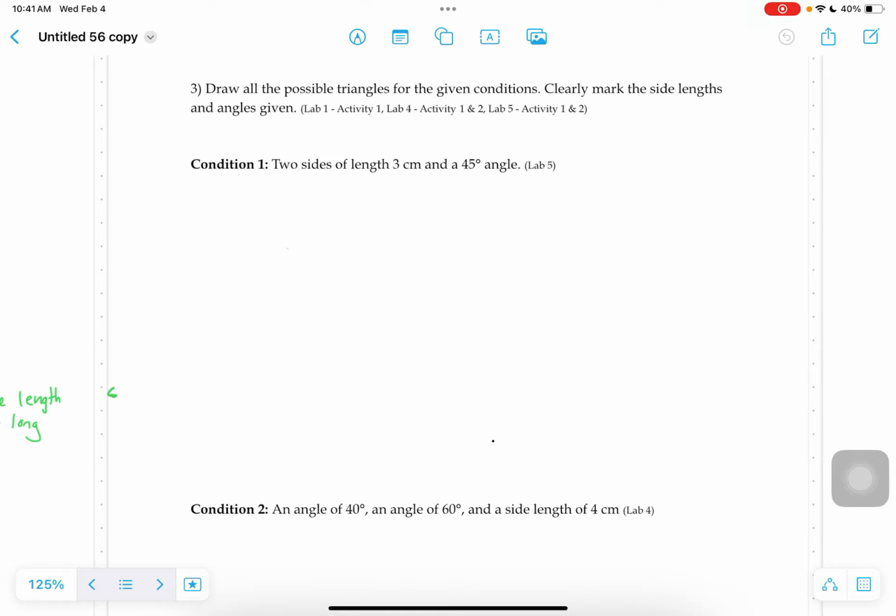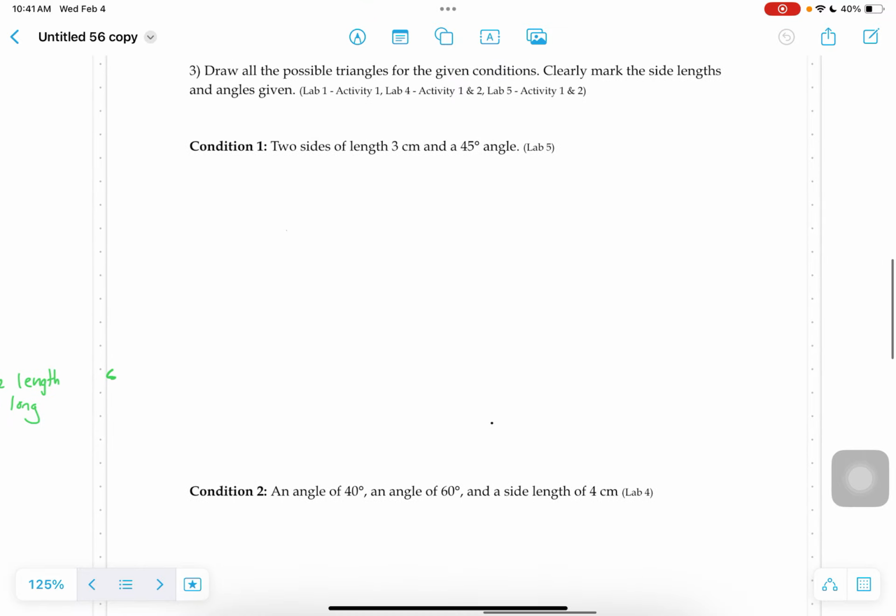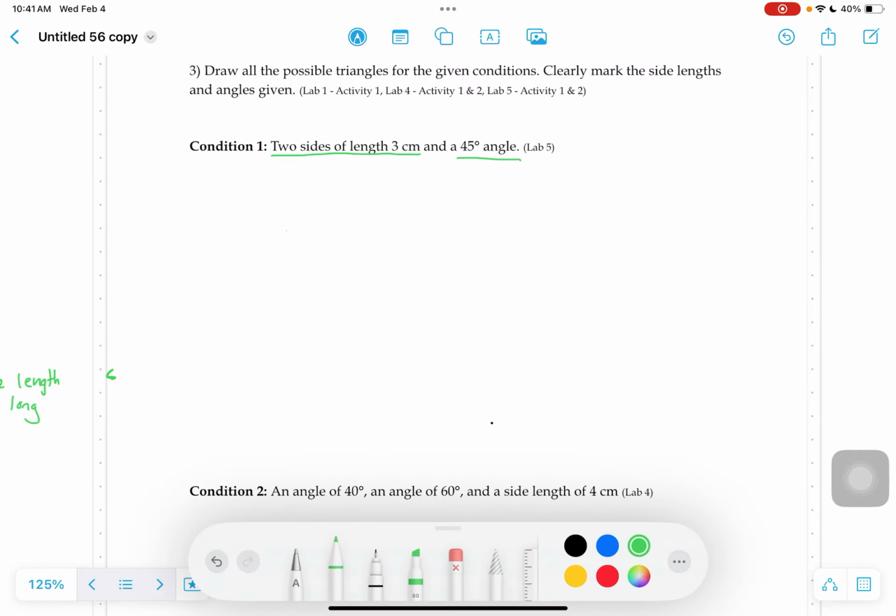Let's look at problem number 3 on the study guide. Draw all possible triangles for the given conditions. Clearly mark the side lengths and angles given. All right, we want to draw a triangle with 2 side lengths of 3 and an angle of 45.